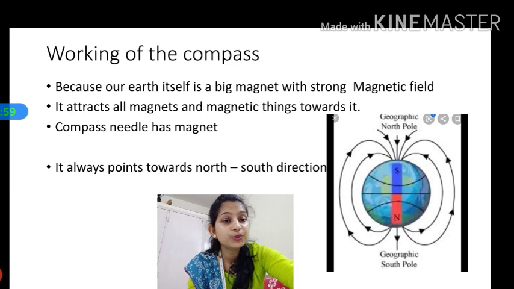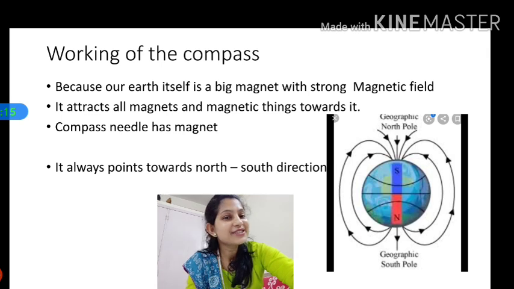It is north pole, another pole is south pole. Are you aware of these words, north pole and south pole? I hope you may have heard of the south pole. Santa Claus is coming from south pole, I think, isn't it? That was just for fun. So this is the reason compass is working.